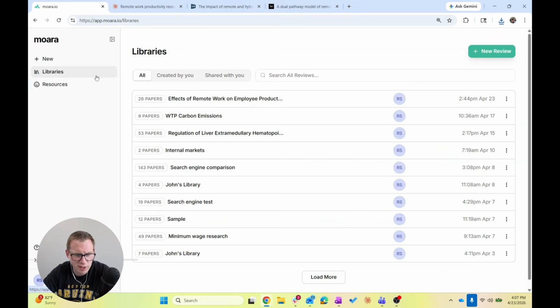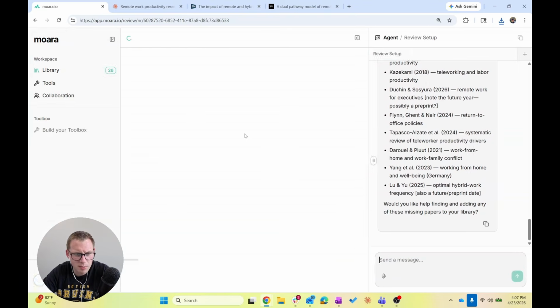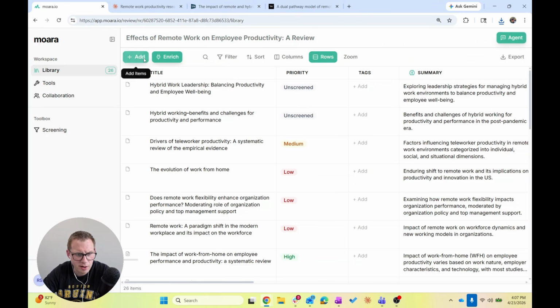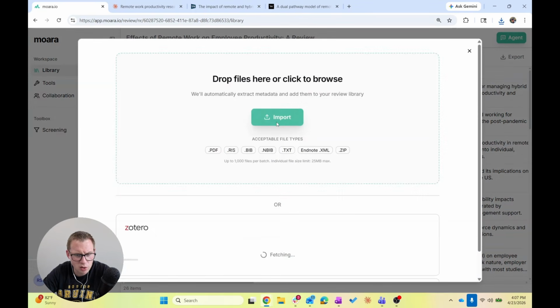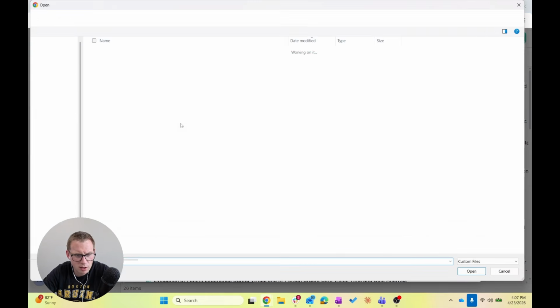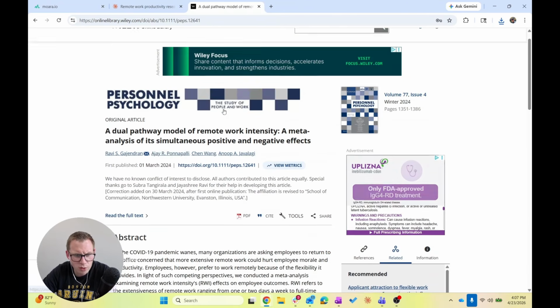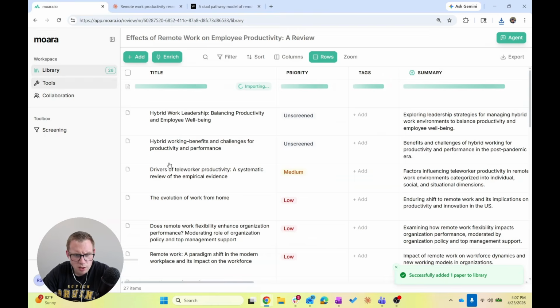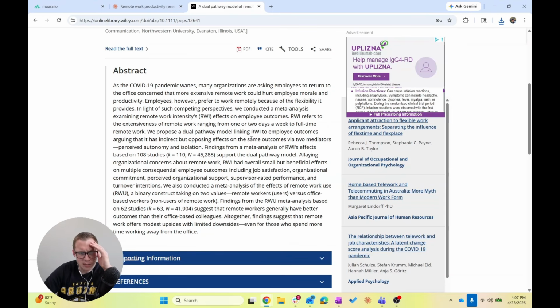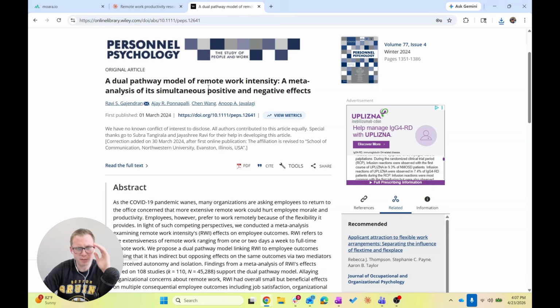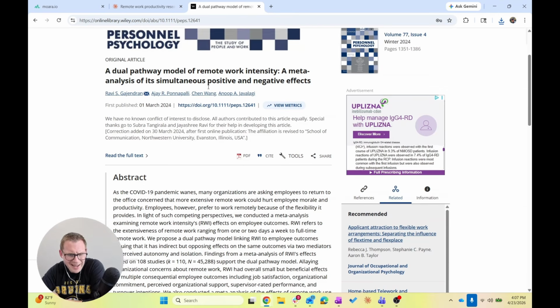And before I even forget, whoops, I'm going to jump in, add that paper, and make sure it's marked as high priority to be included in our full text reviews. While that's running, we'll look at this. As the COVID-19 pandemic, okay, 2024, a dual pathway model of remote work intensity, meta-analysis, okay.